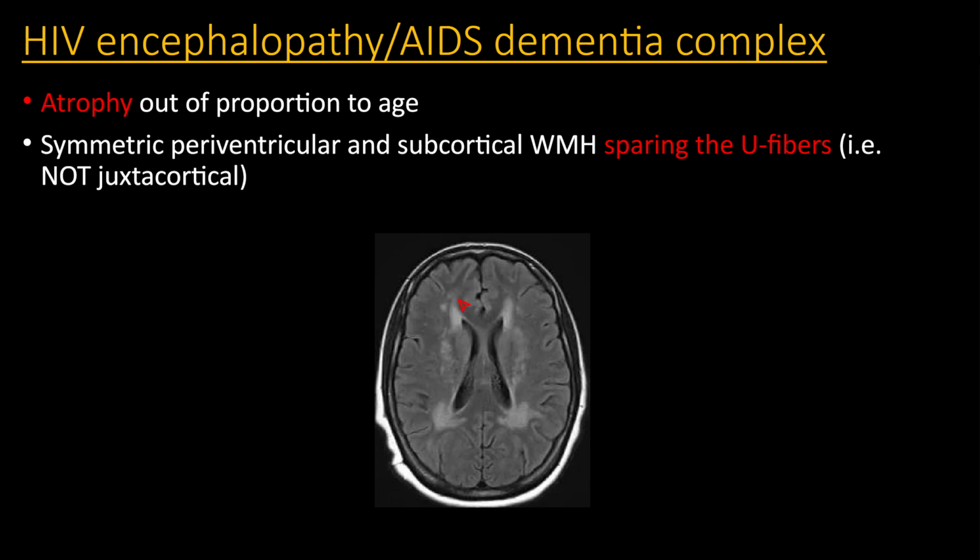So here's a case of somebody with HIV. It's a younger patient, but they have these symmetric periventricular white matter hyperintensities. Some of them are in the subcortical white matter. And as you can see, some of the hyperintensities do go towards the cortex and the subcortical white matter, but they don't actually touch the cortex. So they are sparing these U fibers. So that's one of the hallmark features of HIV encephalopathy. Again, that's also true of chronic microvascular ischemia, and you really can't tell these two apart, just age and the history of the HIV.